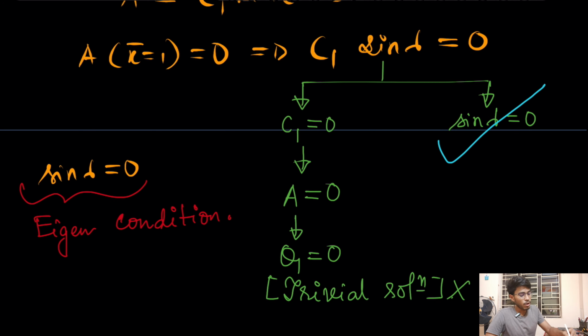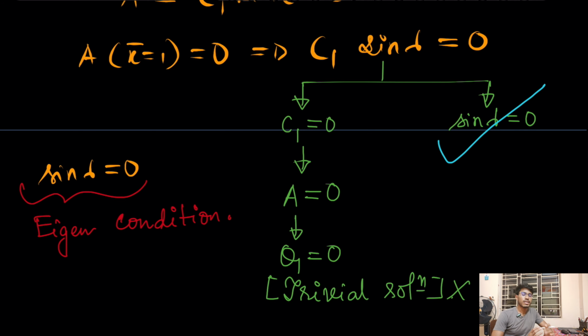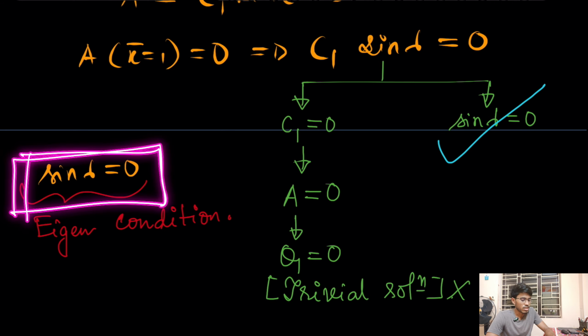So I hope that you have already heard this term eigen. Where? In linear algebra, right? In linear algebra we learn about the eigenvalues and eigenvectors of a matrix, right? So this is also an eigenvalue problem for a differential equation. Here this lambda is the eigenvalue, and this is the eigen condition.